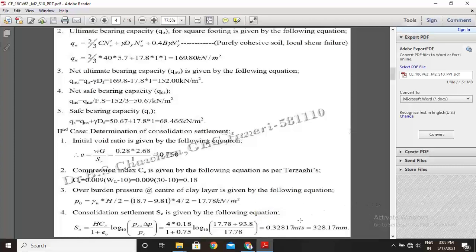Now calculate consolidation settlement. S_c is given by the following equation. S_c equal to H C_c by 1 plus e naught into log base 10 of (P_c plus delta P) by P_c. So from this equation you substitute the values here. H_c is 4, C_c is 0.18 divided by 1 plus e naught is 0.75, into log base 10 of P_c is 17.78 plus delta P is 93.8 divided by P_c is 17.78. Answer is 0.3281 meters or 328.17 mm. This is the consolidation settlement.